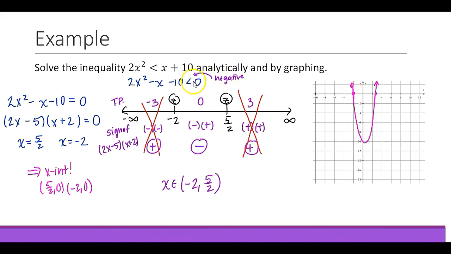So we could think about this as less than symbol as negative when I do a sign chart. But what I really want on a graph is to think about where am I below the x-axis. Well, I'm below the x-axis between -2 and 2.5. That's how we got this x-intercept. It was 2.5. So that is what I'm going to describe as an x-interval, which of course we already have because we did the problem algebraically.